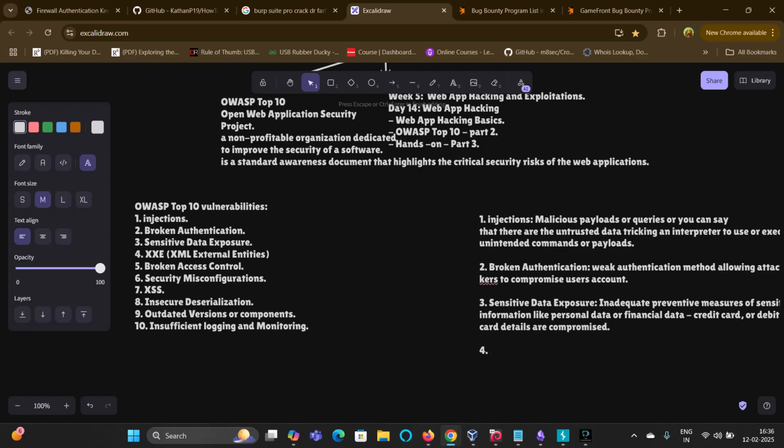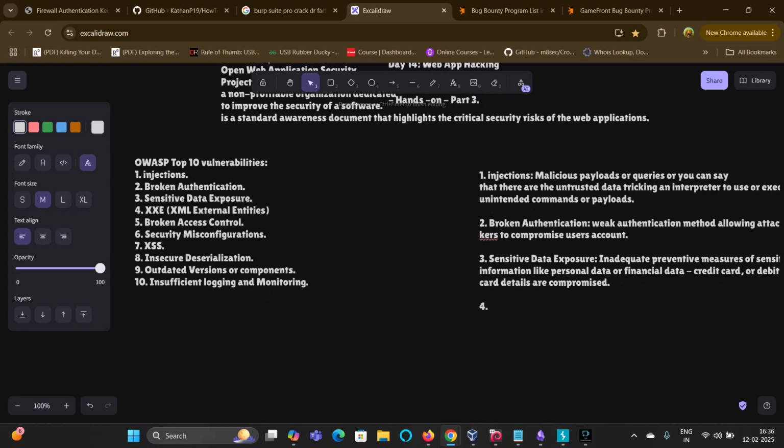Moving on further, we have the fourth vulnerability, that is XXE, XML external entities. Now I'll explain what it is.